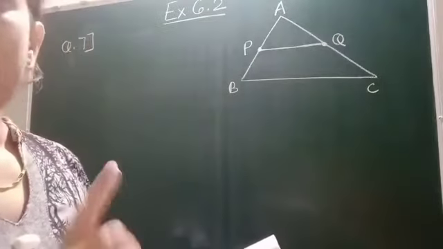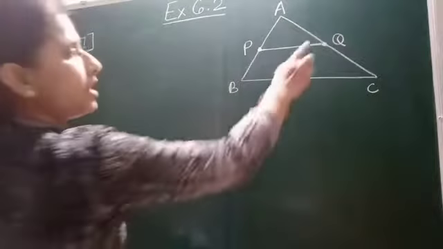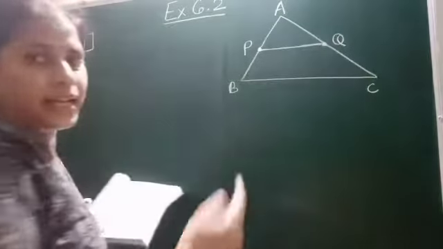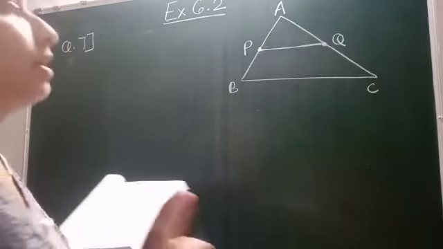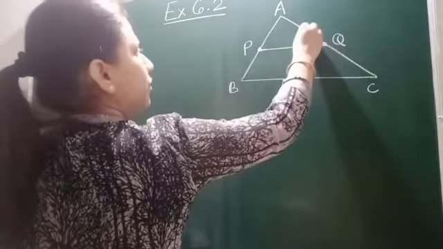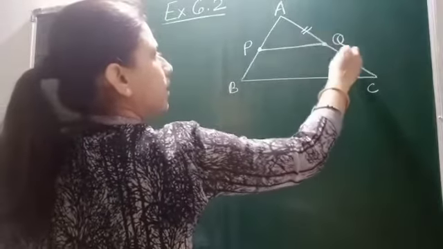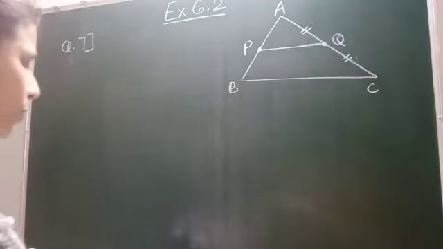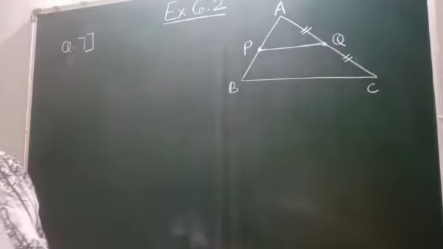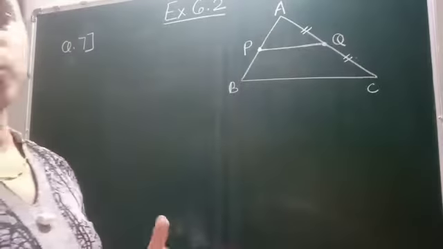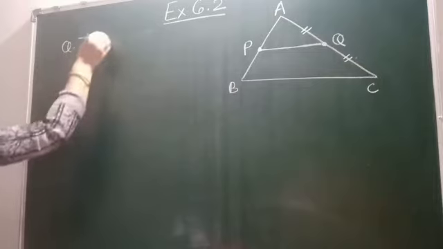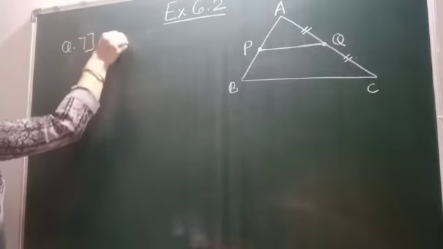Another side bisects the third side. It means this point Q will bisect AC. Bisect AC, bisect it means two equal parts. It means we have to show that this AQ is equal to QC. That we have to prove. So student, first read the question carefully, then according to the question we will draw this diagram. Now we will write what is given in this particular question.